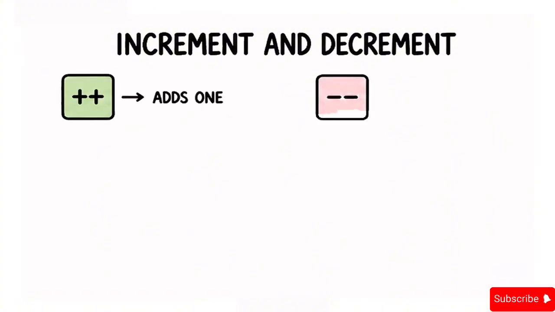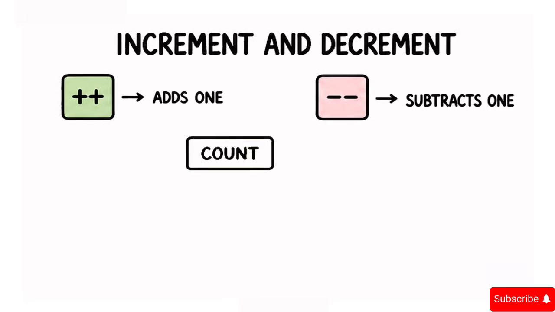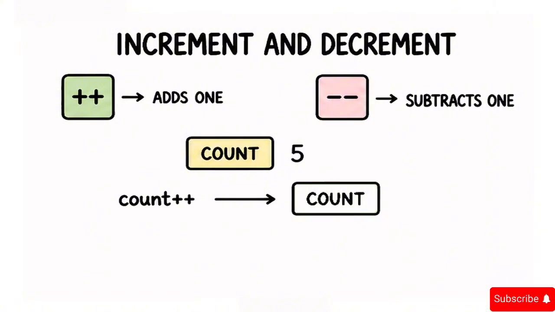Increment and decrement operators are shortcuts. Plus plus adds 1. Minus minus subtracts 1. For example, if count is 5, then count plus plus makes count 6. These shortcuts appear in almost every loop.